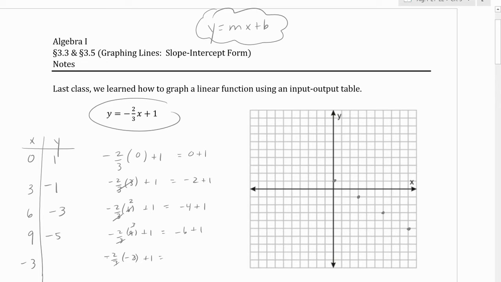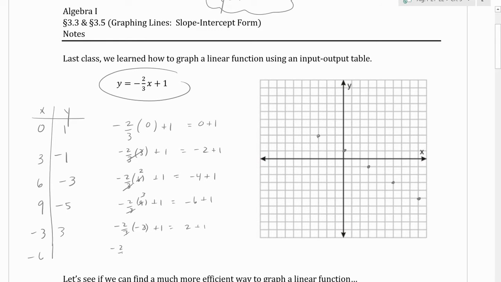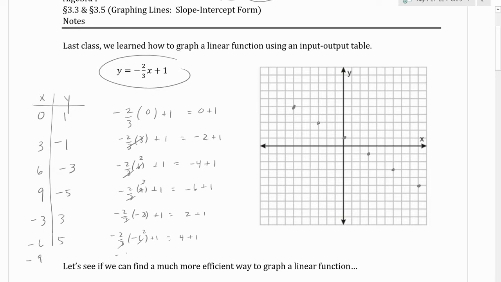If I went the other way, -2/3 times -3. So the 3's cancel. A negative times a negative is a positive. So it's 2 plus 1 is 3. So -3, 3. Put in -6. A third of 6 is 2. -2 times -2 is 4. Plus 1 is 5. And I think I've established my pattern. Like I could plug the -9 in. A third of 9 is 3. -2 times -3 is 6. Plus 1 more is 7.